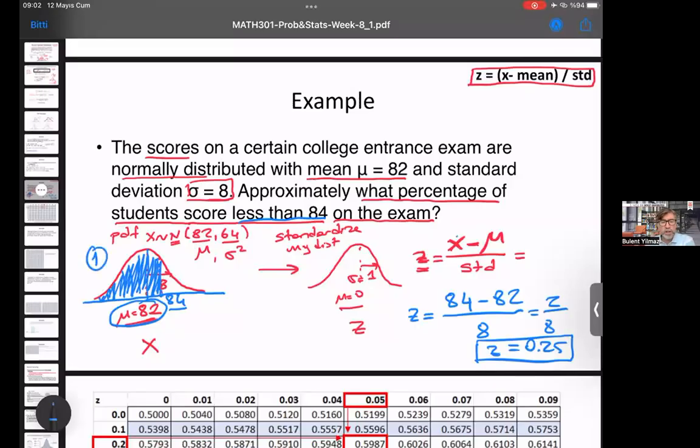Okay, I hope you understand what's going on. I have a normal distribution with 82 mean and 8 standard deviation. Now I'm trying to convert it to a standardized z distribution. How do I do that? I'm going to get my 84 minus 82, which is the mean, divided by the standard deviation. Now I will have z equals 0.25.